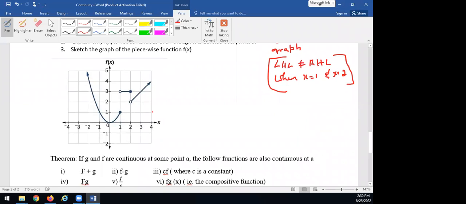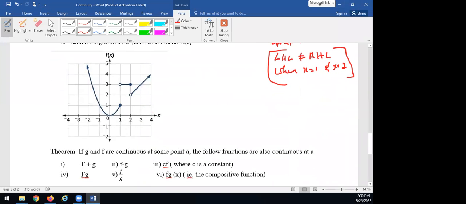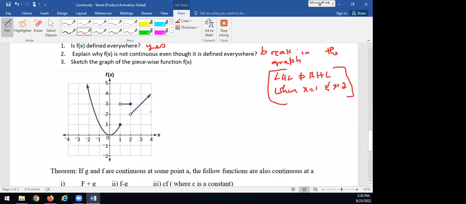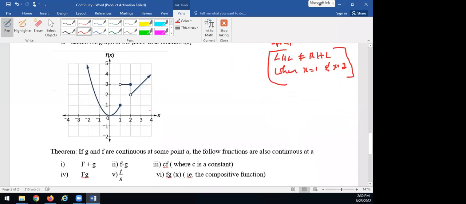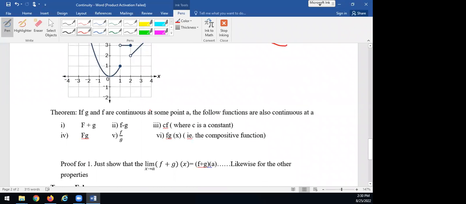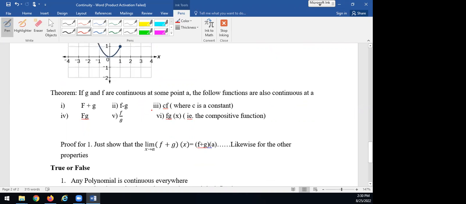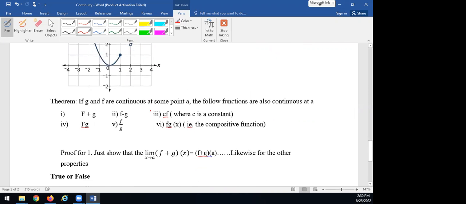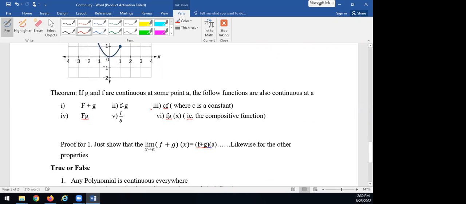And I already went ahead and did the sketch for you, so that's good to go. Now let's look at some theorems. You're going to need most of these for your multiple choice.